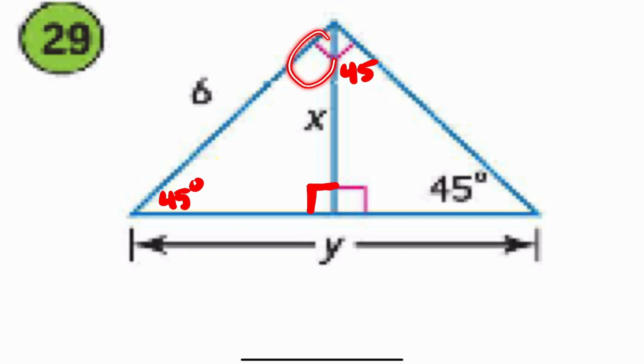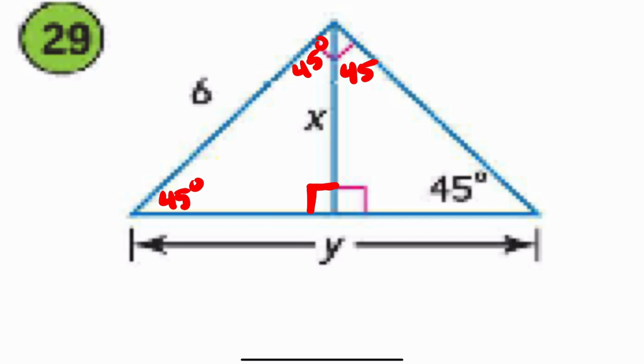And for sure, this has to be 45, because note that this angle here is 90 degrees, yes? If this angle is 90 degrees and the altitude is present, that means that this is going to split that 90 degrees into two congruent halves. So really you have a 45, 45, 90 triangle.